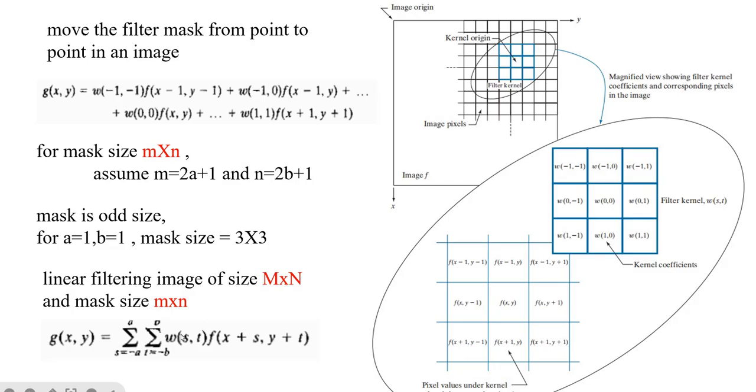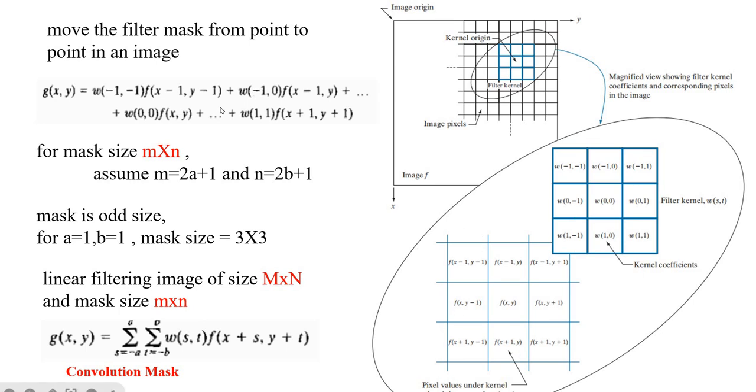Here equation number 2 is similar to the frequency domain concept, that is nothing but the convolution. Therefore, for this reason, the spatial filtering, that is linear spatial filtering, is often referred to as a convolution mask, or it is called a convolution kernel.